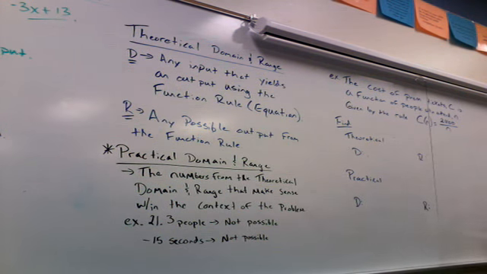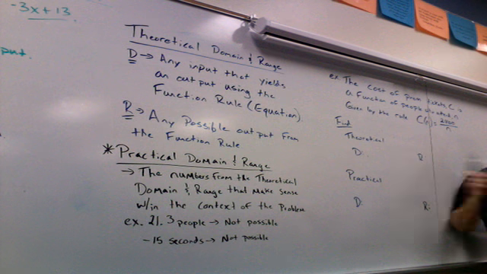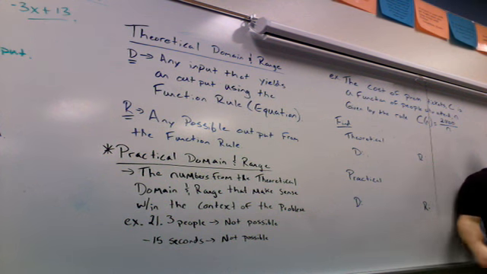All right, so example this. The cost of prom tickets, C, is a function of the people who attend N, given by the rule C of N equals 2,400 over N. If you're taking notes, you could just write prom tickets equals C, number of people is N, and then write the rule. You don't write the whole thing out if you don't want to. Now, we have to find the theoretical domain and the theoretical range. We have to find the practical domain and the practical range.